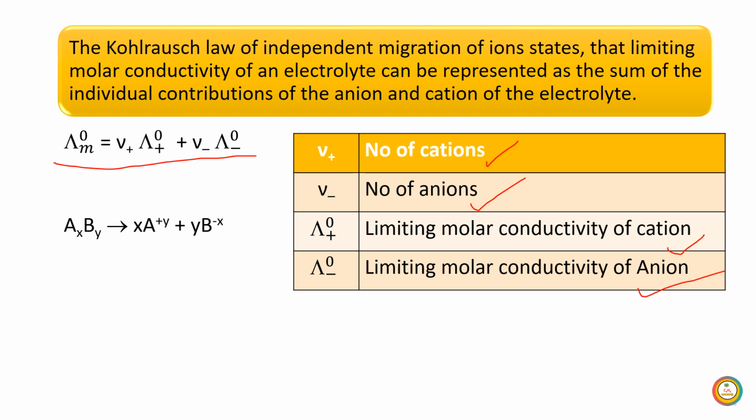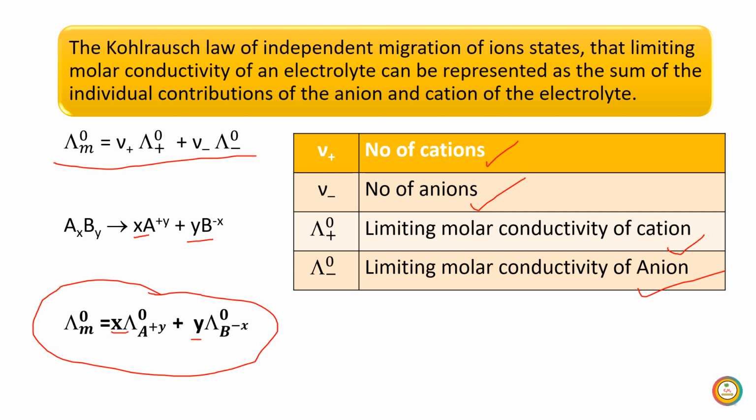For a simple electrolyte like AxBy, which dissociates like this, x ions of A plus are formed and y ions of B minus are formed. So for this equation, how can we rewrite the Kohlrausch equation? Lambda m0 equals, the value of v plus for this is x, so we write x, and the value of v minus for this is y, so we write y. This is the common representation for an electrolyte like AxBy.